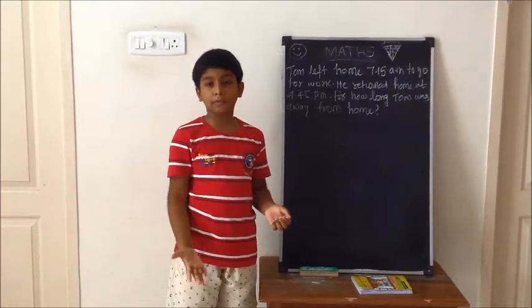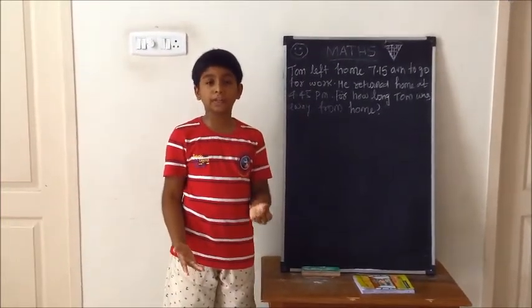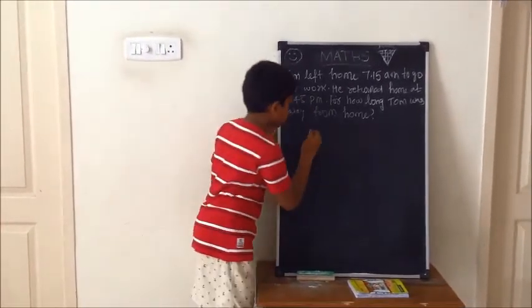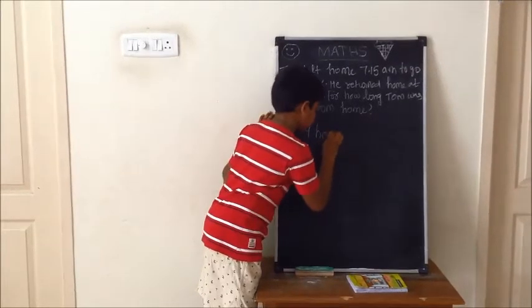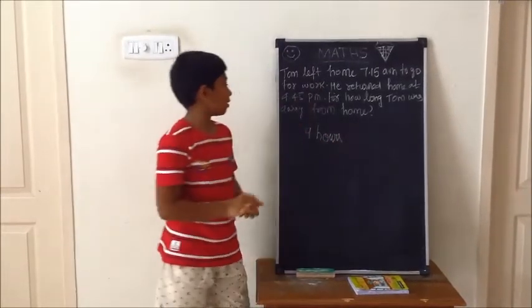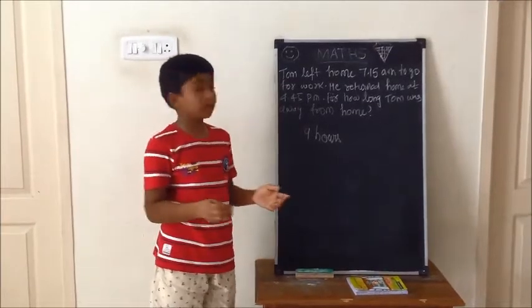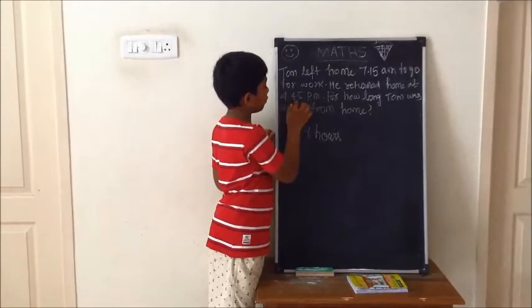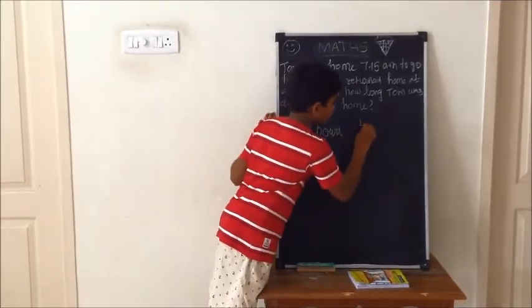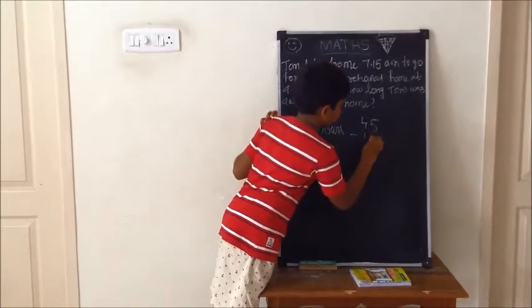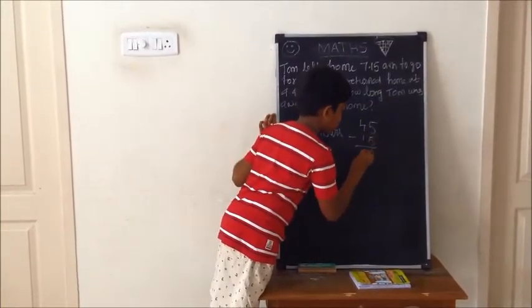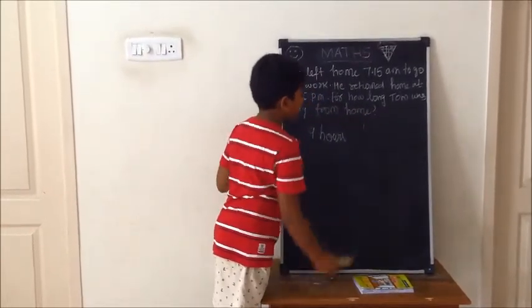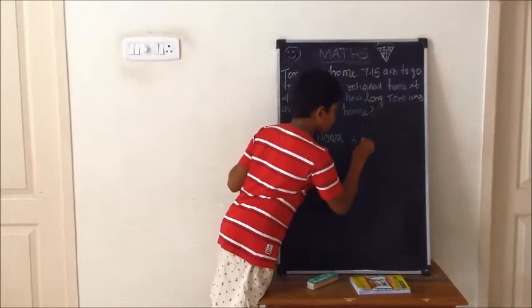11:15, 12:15, 1:15, 2:15, 3:15 and 4:15 is the nearest number. So I got 9 hours. And there is some remaining, but I got the nearest number at 4:15. But he reached home at 4:45. Now we need to subtract 45 minus 15. That is 30. So 9 hours and then 30.